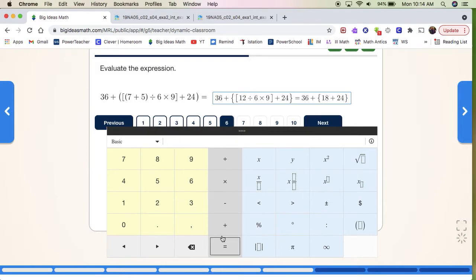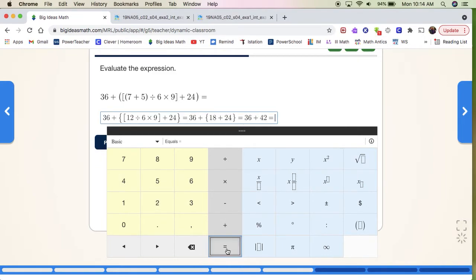All right. Now I'm going to say equals. Again, I deal with what's in my grouping symbols. And so I'm going to add 18 plus 24, which is 42. So I have 36 plus 42 equals, and the answer is 78.